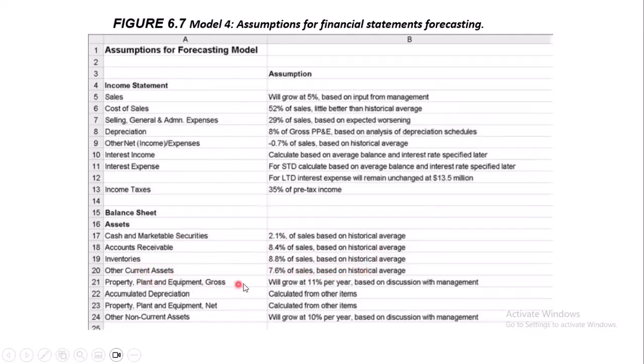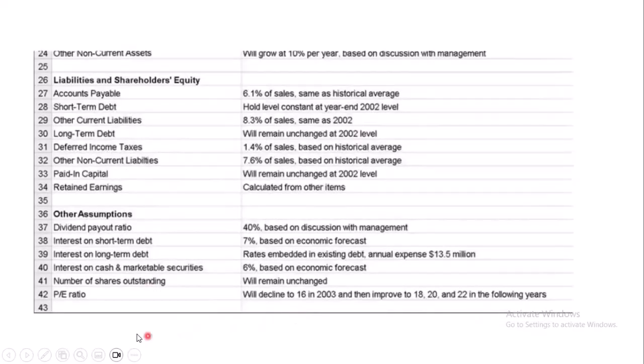PPE will grow, that is the gross amount will grow at 11% per year based on discussions with management. Accumulated depreciation will be calculated from other items, and then PPE net will be calculated from other items, of course, with accumulated depreciation impacting PPE. Other non-current assets will grow at 10% per year based on discussions with management. So these are the basic assumptions, right?